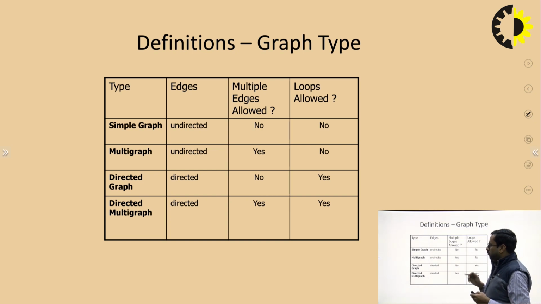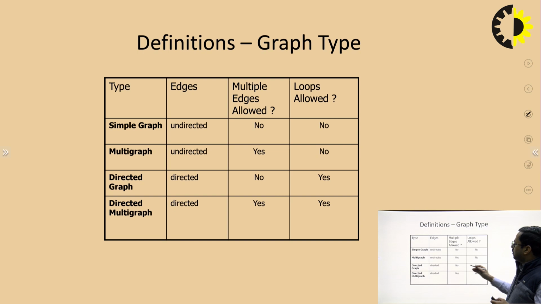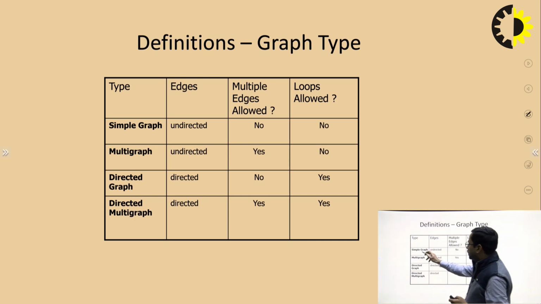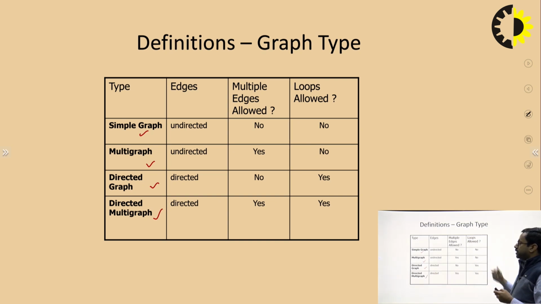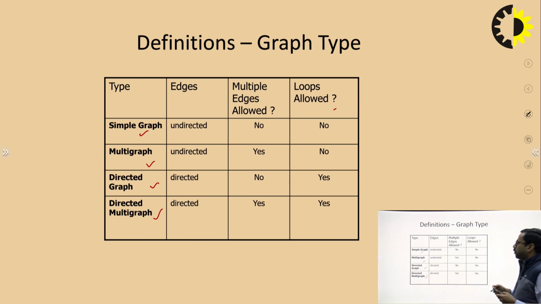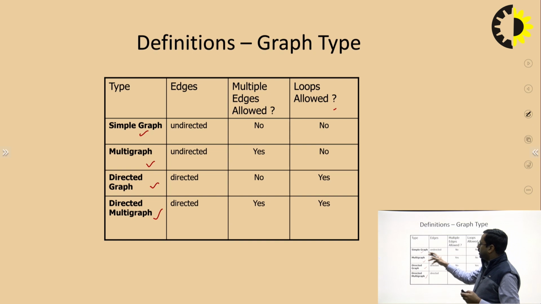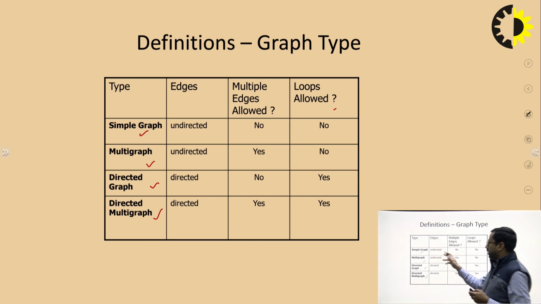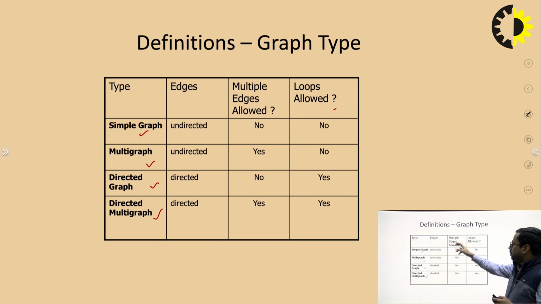So what we have learned till now, we can represent from the table: the simple graph, multigraph, directed graph and directed multigraph have some features on the basis of some parameters, in the case of edge, multi-edge and loop. What we have discussed till now, we can check from the table. A simple graph contains the undirected graph and undirected edge, and there is no multiple edge concept and there is no self loop.